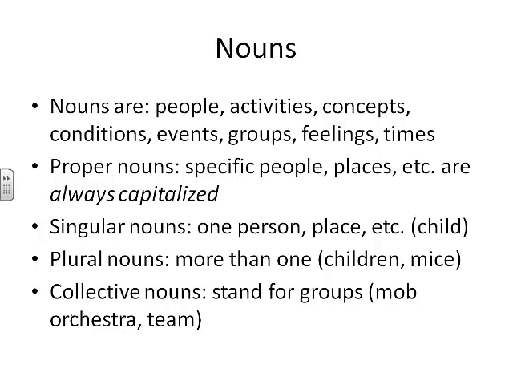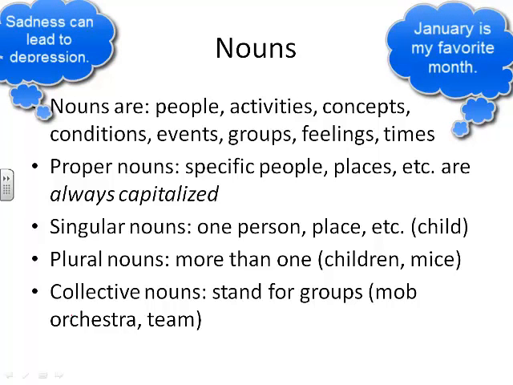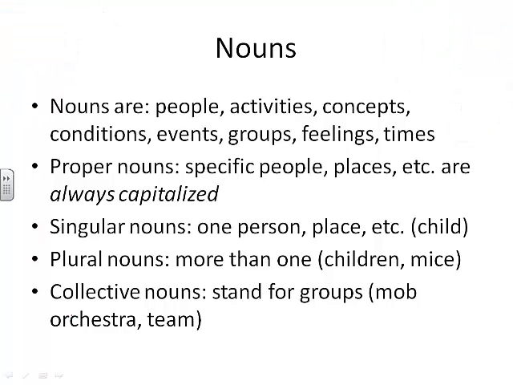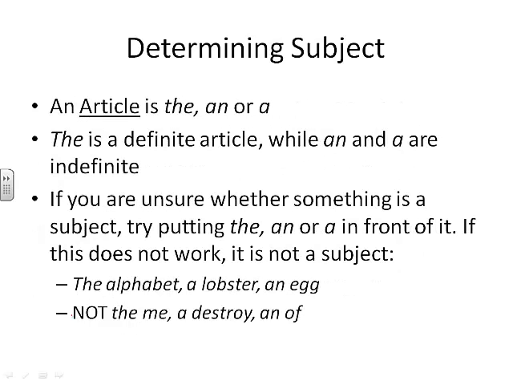Nouns are people, activities, concepts, conditions, events, groups, feelings, and times. I know we thought that they were people, places, and things, but it's more than that. "Sadness can lead to depression." Sadness is the subject. We have singular nouns, plural nouns, and collective nouns, which is important to know when coupling with verbs.